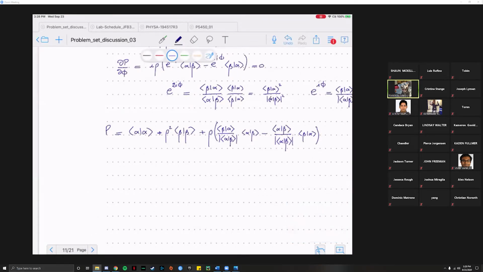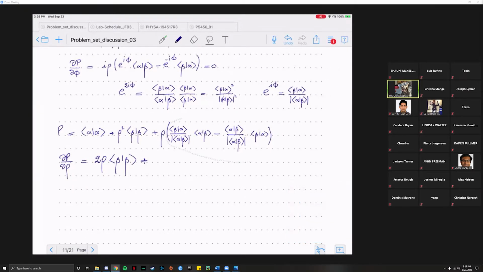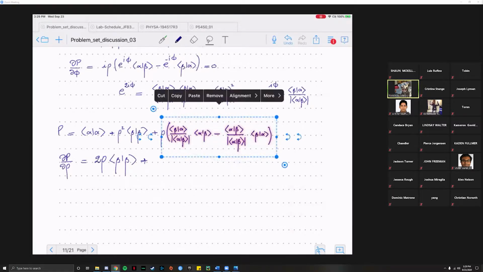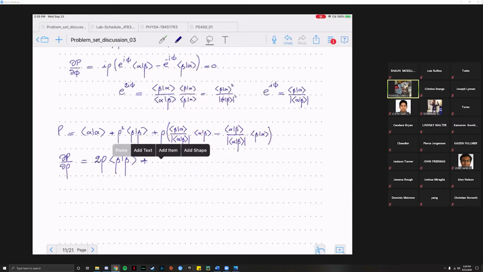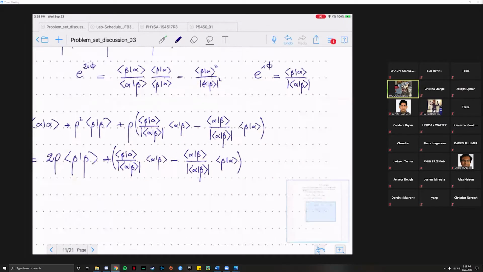And then we can take the derivative of P with respect to rho. And so it's going to give us 2 rho beta plus that thing. Maybe I can just copy that. Paste. Equals 0.